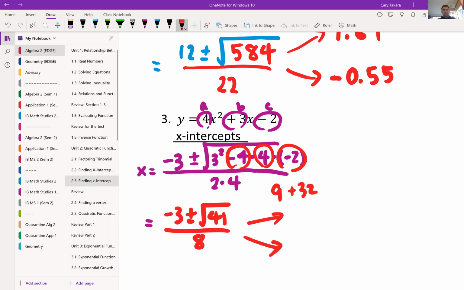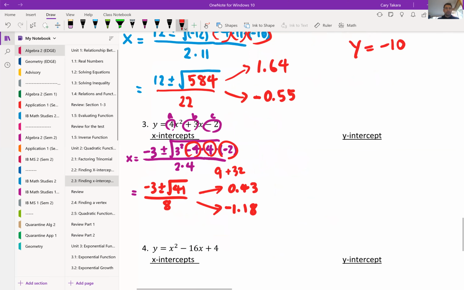So the first answer will be negative 3 plus square root of 41. Press enter, divide by 8. So the first answer will be 0.43. Okay, and the other one will be negative 1.18. Okay, and then the y-intercept is going to be negative 2.